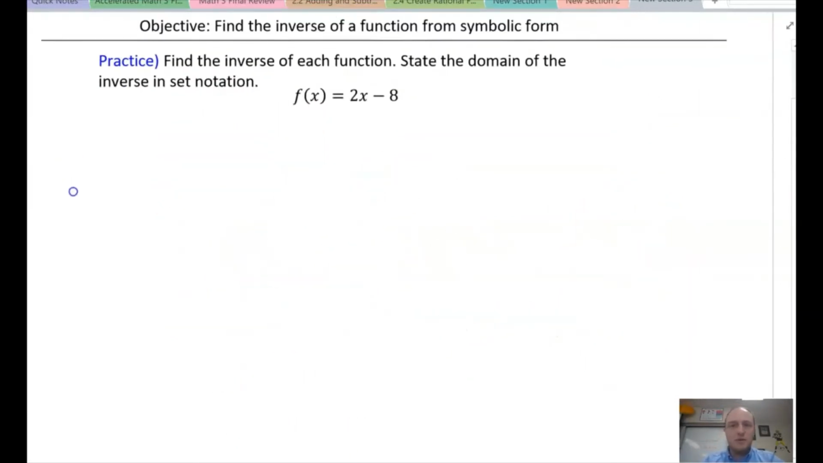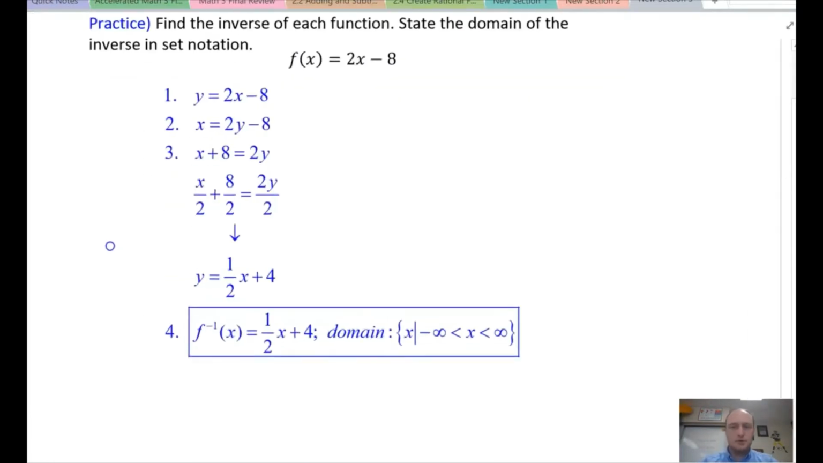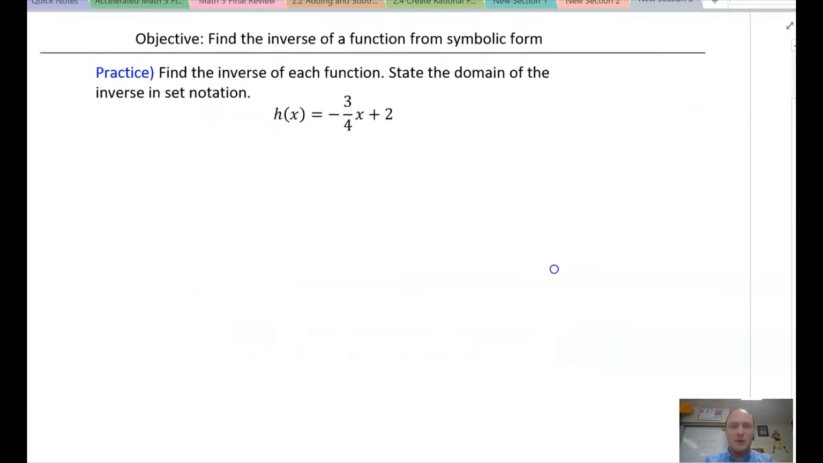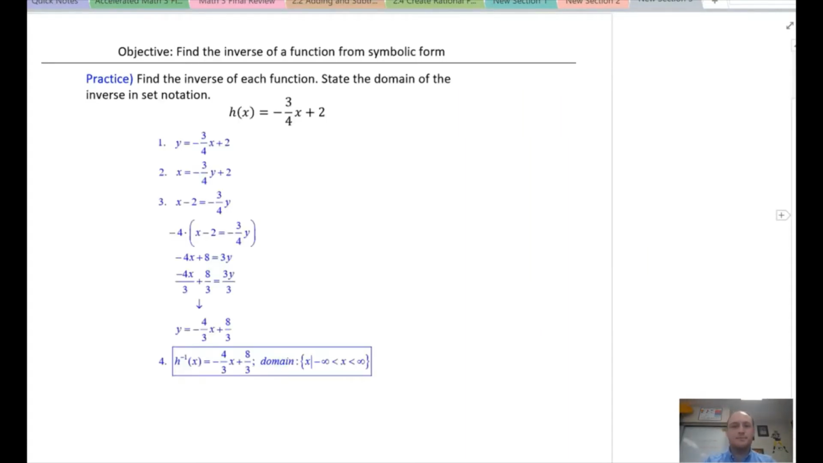I have a practice problem here for you. I would like you to pause it, do it. Did you state the domain? Pause it, try it, and I'll post the answer here in a second. All right, so here's the solution. f inverse of x is equal to 1/2 x plus 4. Did you get it? Good job. So proud of you. Domain, and then here is the second one. Next example. And here's the solution.